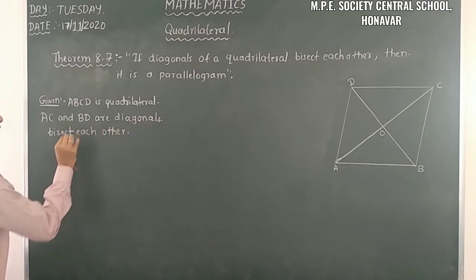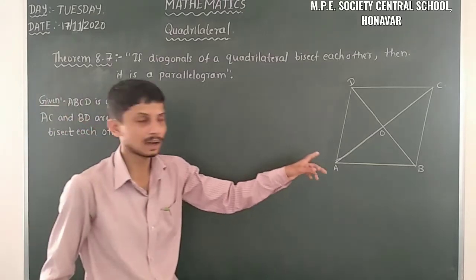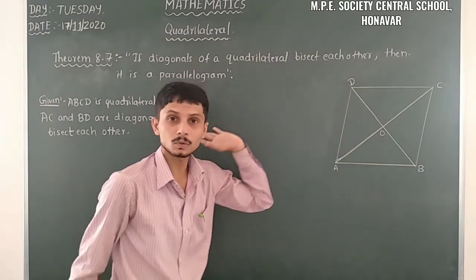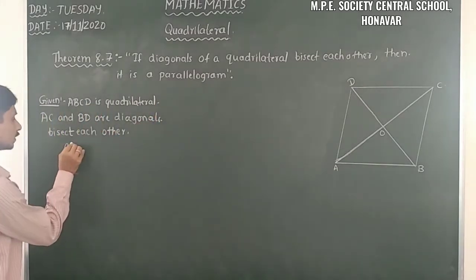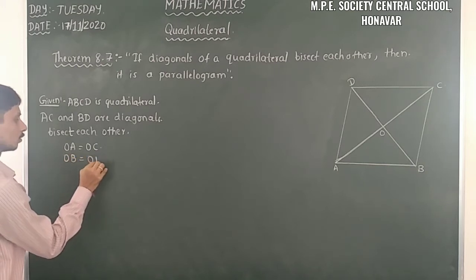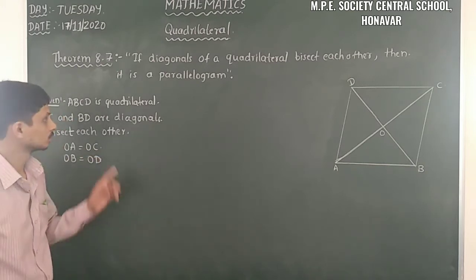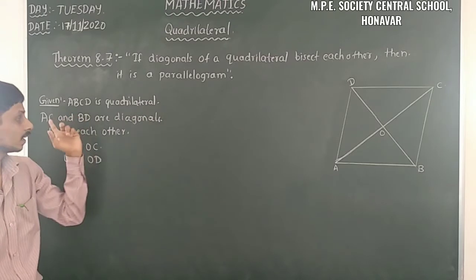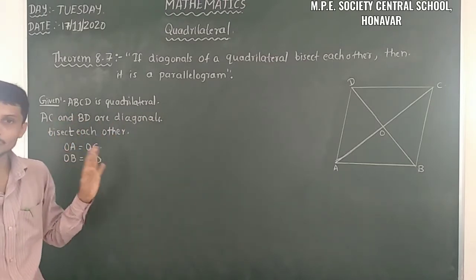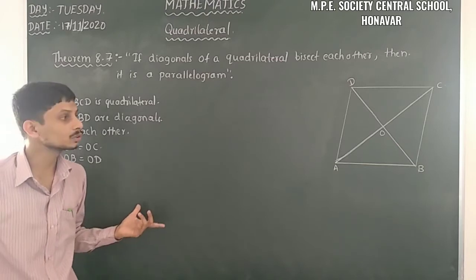So that means bisect each other means here already we have AO is equal to OC, OA is equal to OC, and OB is equal to OD. We have ABCD is a quadrilateral, diagonals bisect each other, OA is equal to OC and OB is equal to OD. So we can use those things.